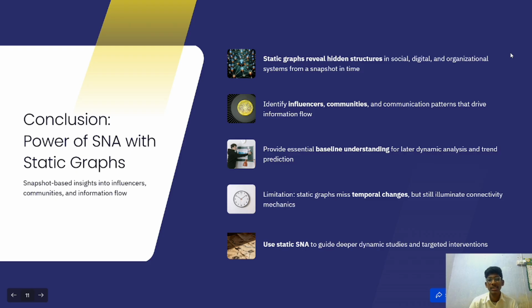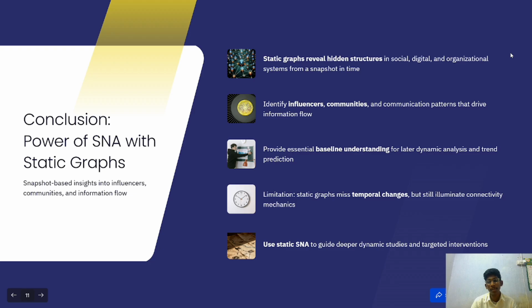Hello friends, let us see the conclusions of the experiment. The conclusion is the power of SNA with static graphs. First, static graphs help us see hidden structures in social, digital and organizational networks using a single snapshot. They also help us identify influencers, communities and communication patterns.